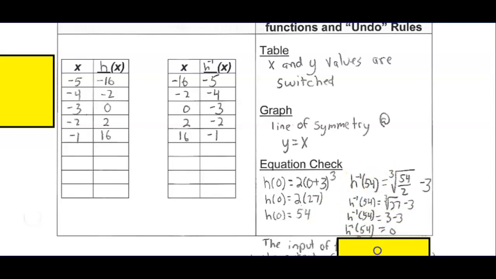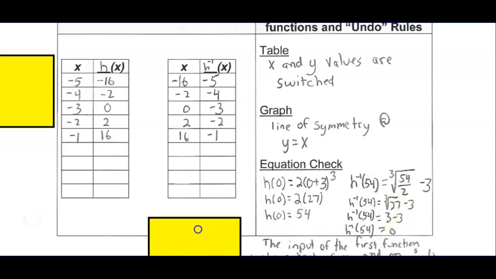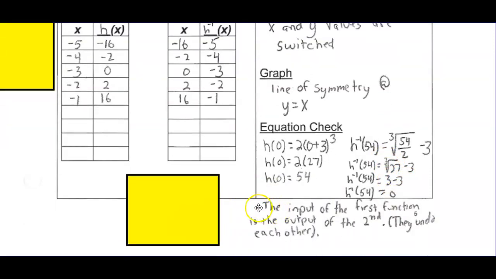And that's what happens. You can follow those steps. So cubing the 3 gives me 27 times 2 is 54. Now 54 becomes the input in the inverse function. Divide first, get 27, cube root, get 3, subtract 3, get 0. So what should happen is the input of the first function becomes the output of the second function. They're just undoing each other that way.